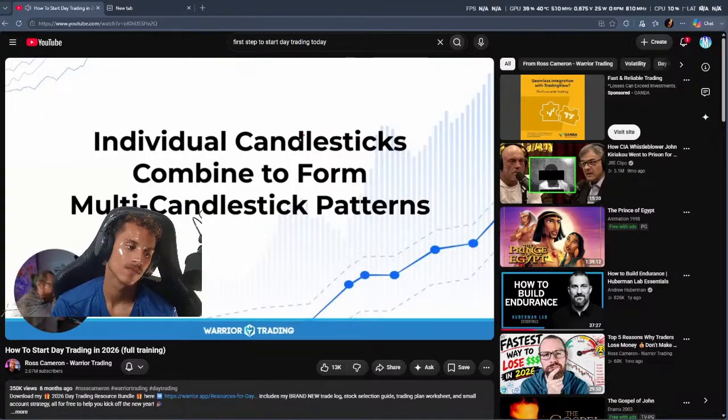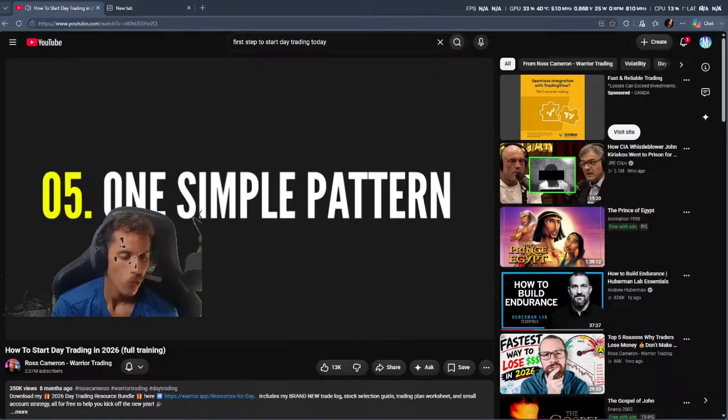So when I'm looking at these candlestick shapes, the individual candlestick shape informs market sentiment. Now, when we have multiple candlestick shapes together, they create familiar candlestick chart patterns that I utilize to time my entries and my exits. So I'm now going to share with you step 5, the one simple pattern.